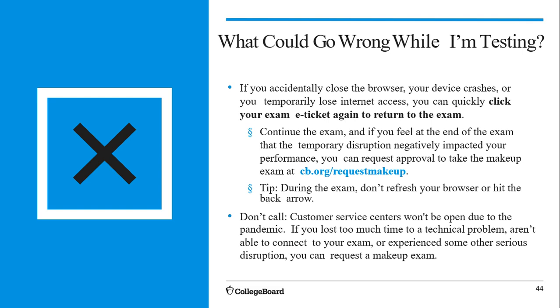What could go wrong while I'm testing? If you accidentally close the browser, your device crashes, or you temporarily lose internet access, you can quickly click your exam e-ticket again and return to the exam. Continue the exam, and if you feel at the end that you were temporarily disrupted and it negatively impacted your performance, you can request approval. So if it crashes, go back, finish it.